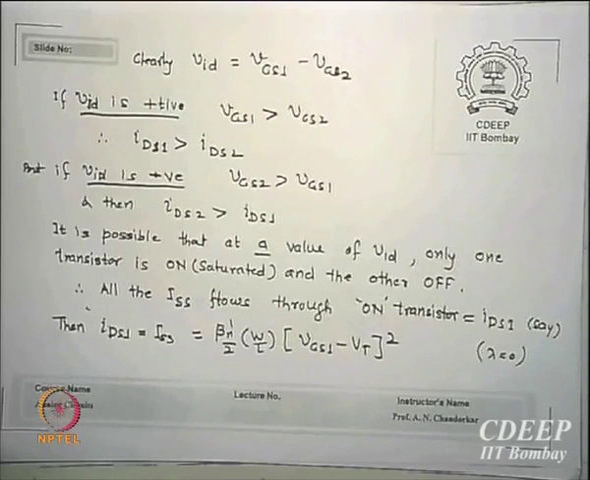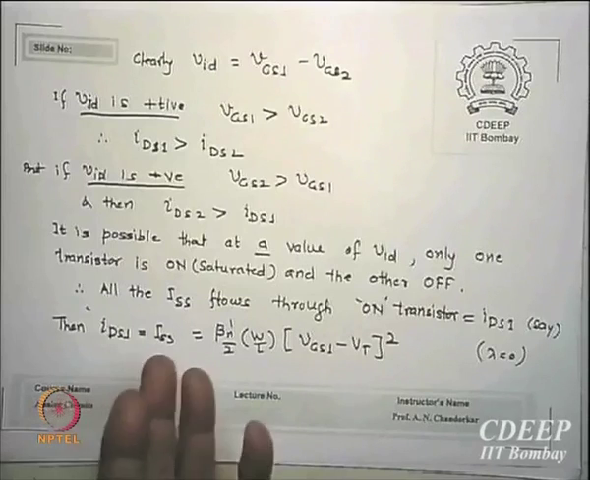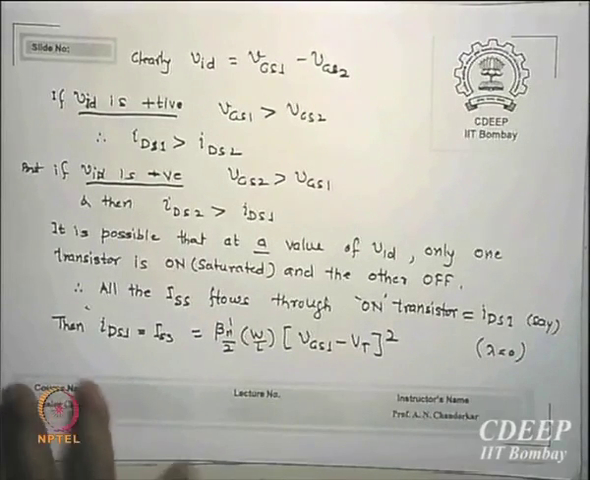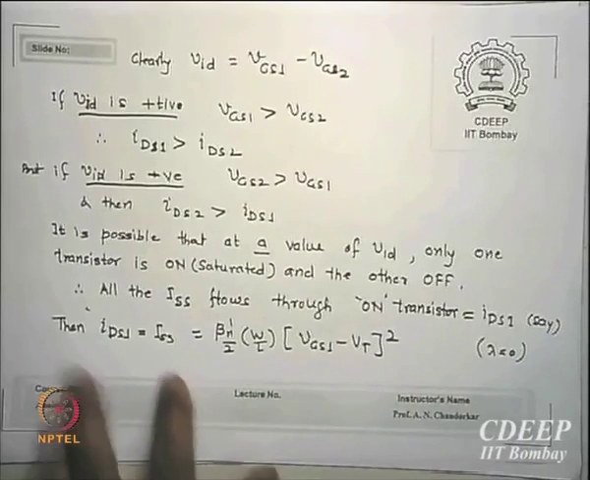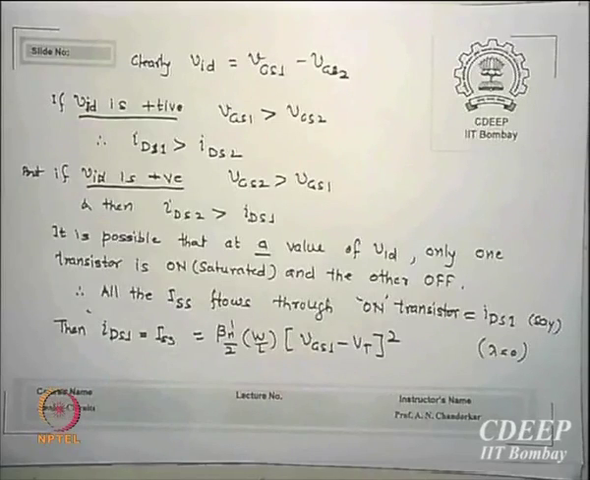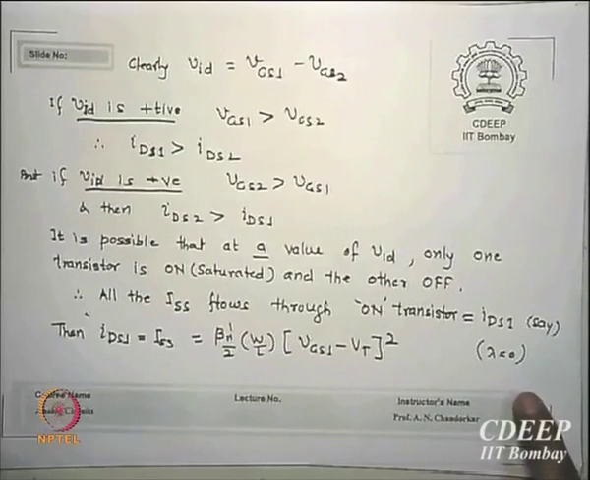So we may say whichever is the fully on transistor, it will draw all of ID. Let us say in the case VID was such that VGS1 is greater than VGS2 and VID is increasing, VGS2 is going down. So in that case, IDS2 is 0 and IDS1 is equal to ISS. All the ISS is now flowing in that transistor. Is that okay? All of it is going through one arm. What is the condition I am using in all the circuits?